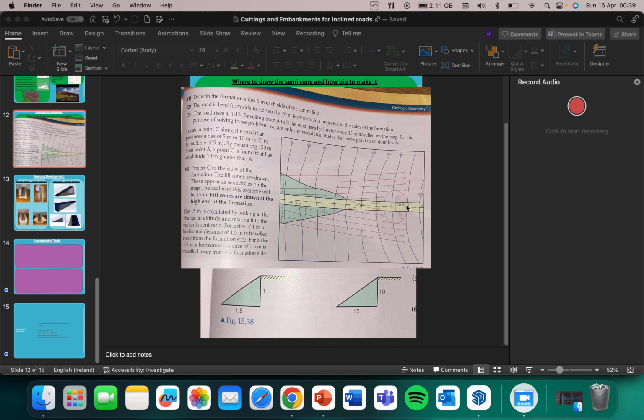So now we found where to draw the semicone and we know how big to make it. We have drawn our two cones in. What we can do now is draw our tangent here from our cone back to our starting point A, and we can continue on with the question.